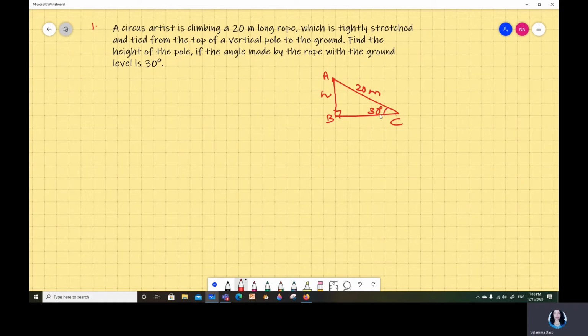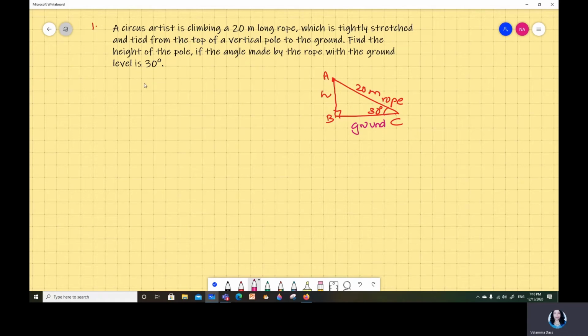So the angle that is formed with the rope and the ground. This is actually the rope and this is actually the ground level. BC is the ground level and AC is the rope. So this is ground level. This angle is formed as 30 degrees. Now they are asking us to find out the height of the pole.